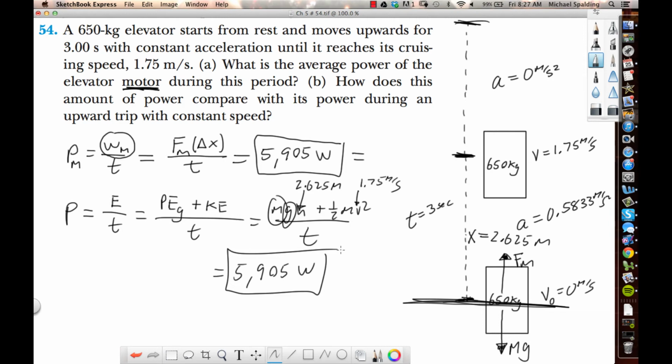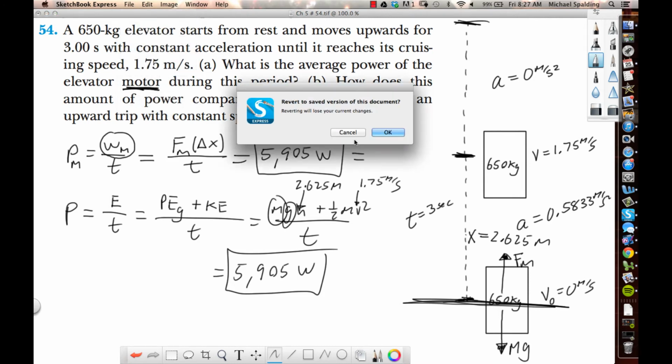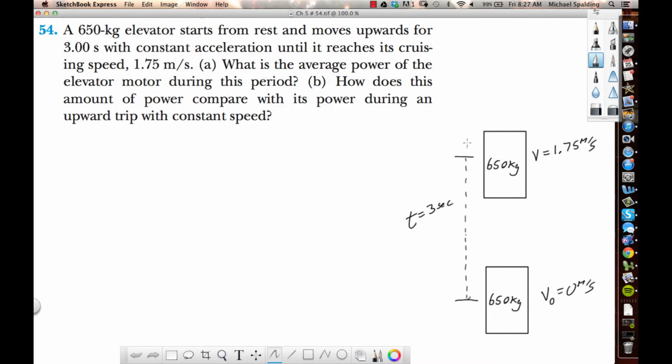Now, part B. Okay, so part B, we're now focusing on the second part. I'm going to show you a couple ways to do this. First of all, I'm going to show you the way that I like. What do we know about the velocity of this elevator? It's 1.75 meter per second. So for part B, the way I would do this, I think it's simplest, focus on 1 second. Okay?